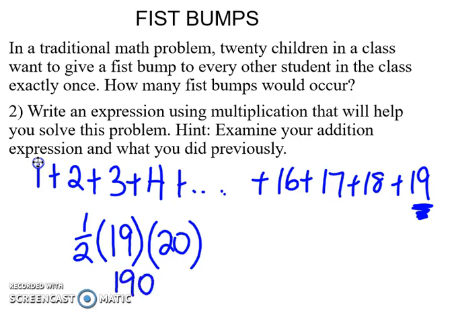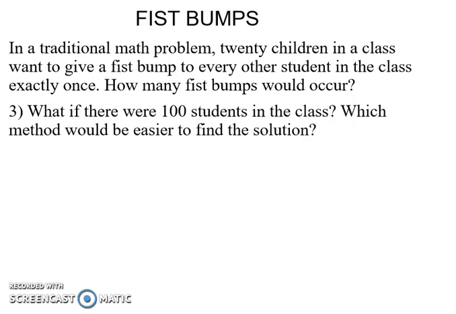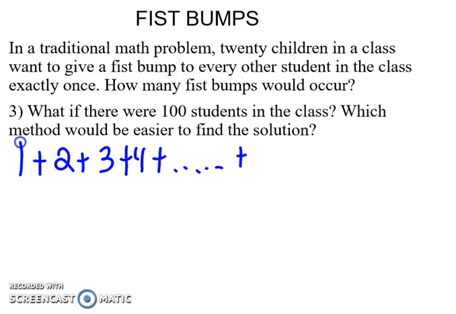Even so, if I use my calculator, multiplying those three values is much faster and easier than trying to add all 19 numbers. So that leads me to my final problem, where I get to 100 students. I don't want to sit here and have to add all these numbers from 1 to 100. It's much easier to say that the last number is my number of rows.